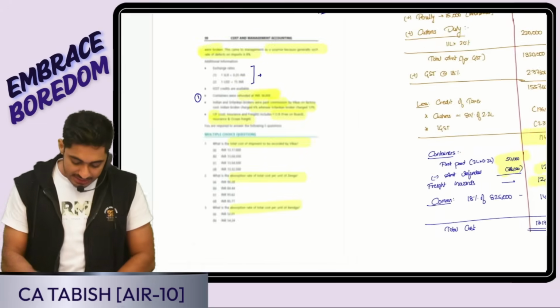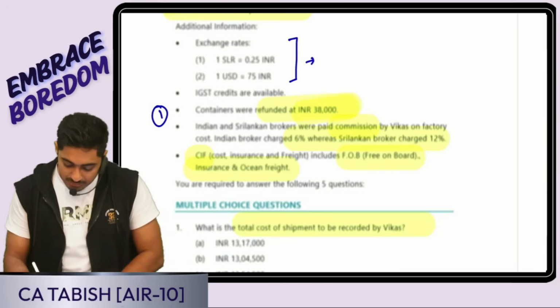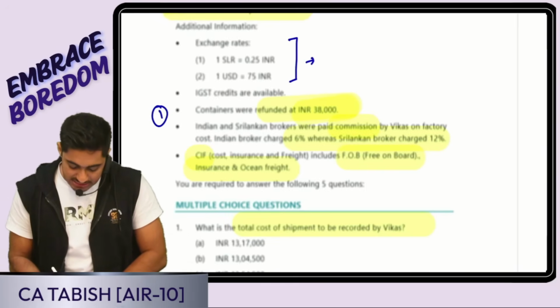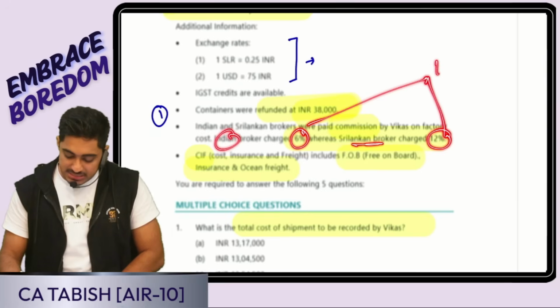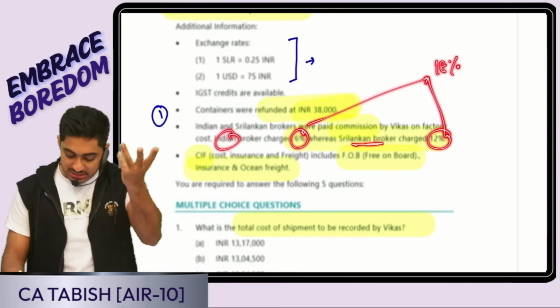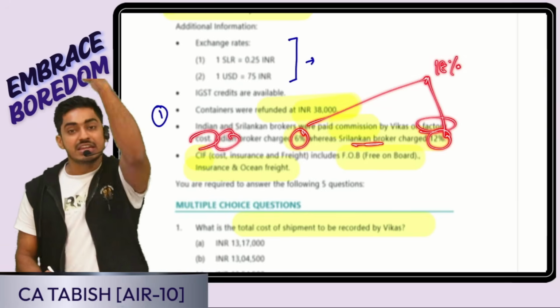12,500. And here, yes, I have to pay commission. How much commission do I have to pay? Yes, Indian broker 6%, Sri Lankan broker 12%. So total 12 plus 6, 18% I should pay. On which amount? On the factory cost.